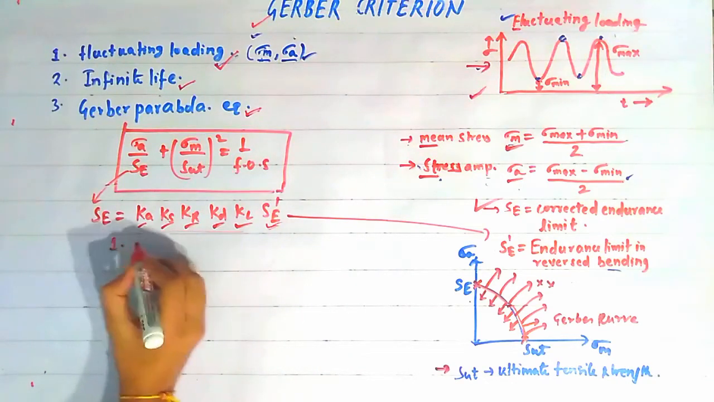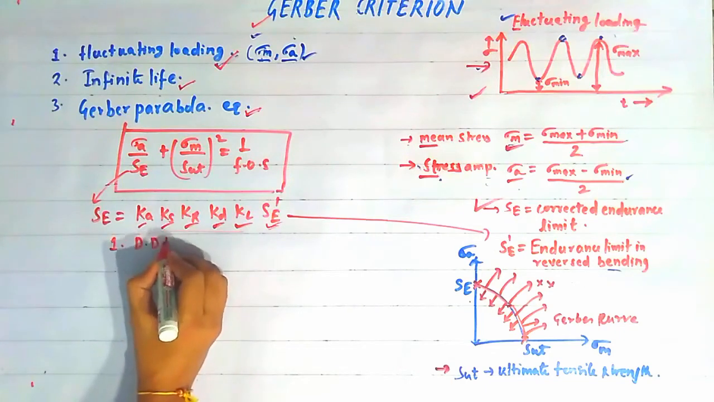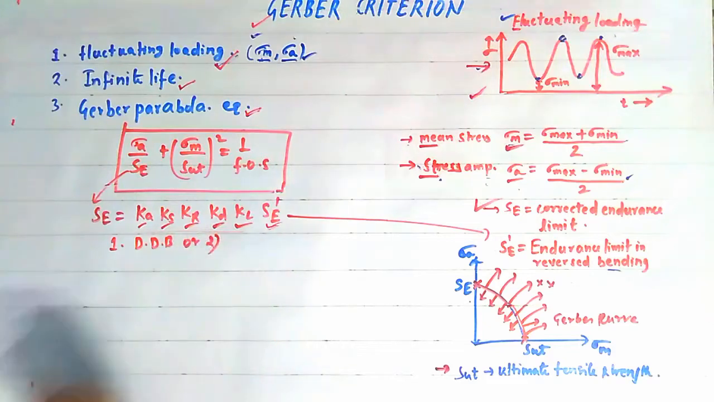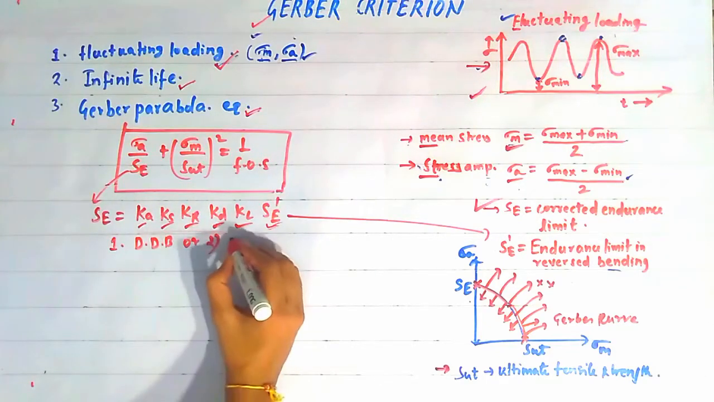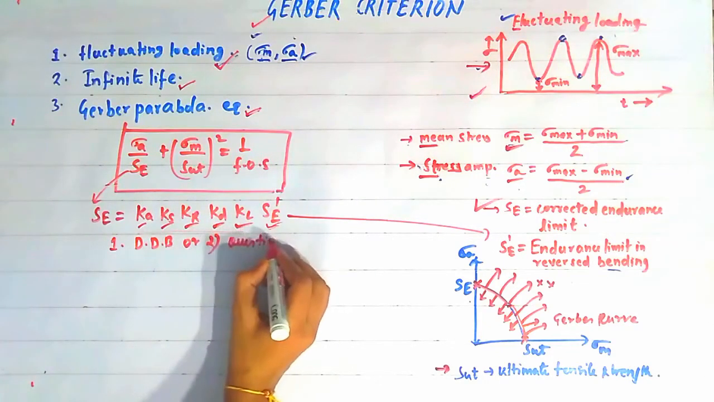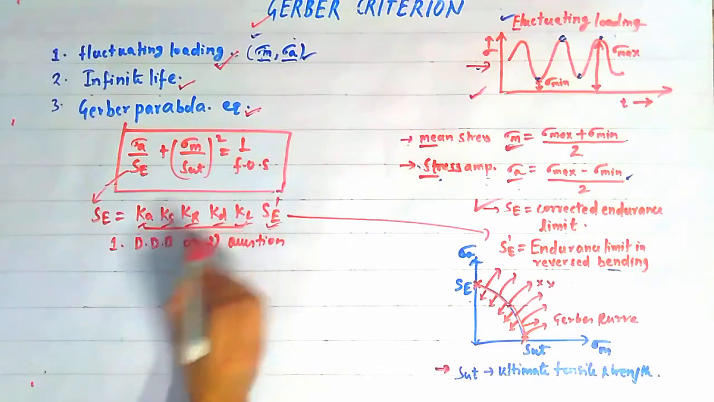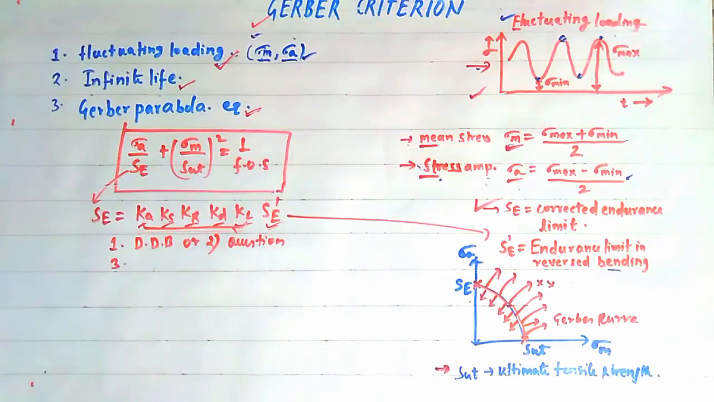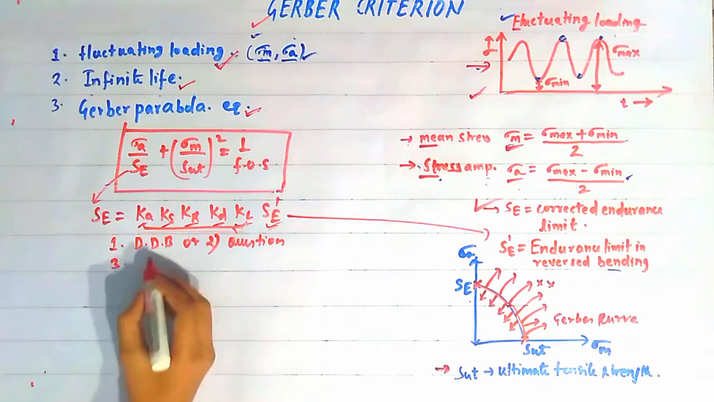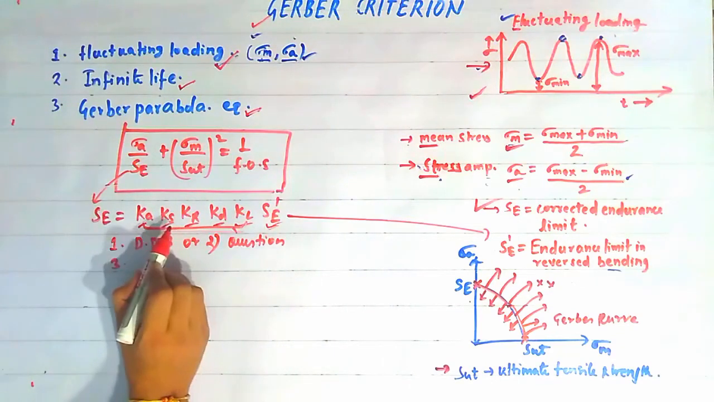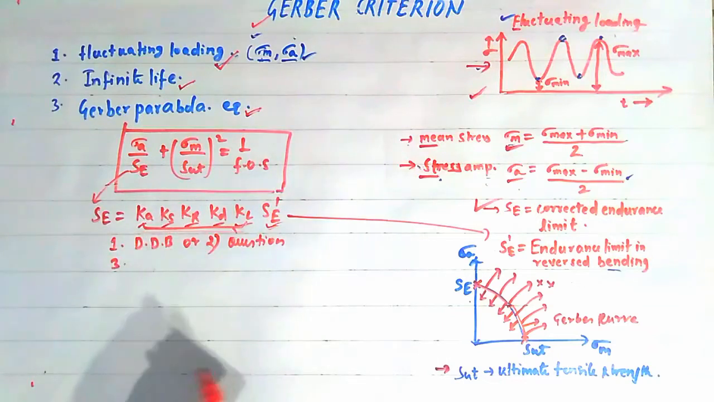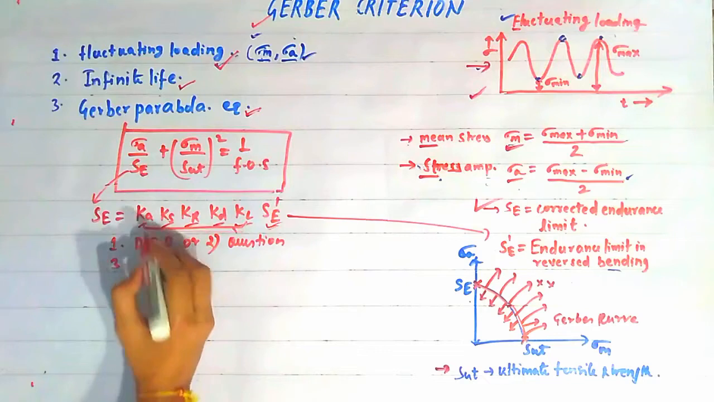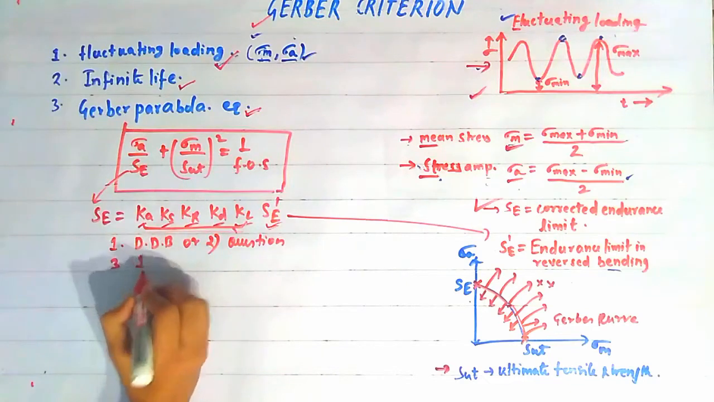So these factors can be taken from the design data book, or the second case is that these factors can be given in the question, that is K, Ks, Kr, Kd. And the third case is that the factors are not given in the question, neither do we have a data book, but we have the problem in front of us. Then we will take each of these factors as unity in that case.